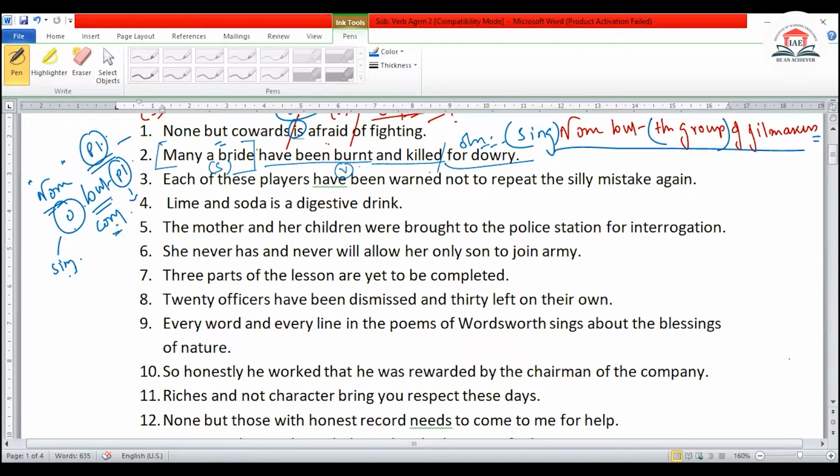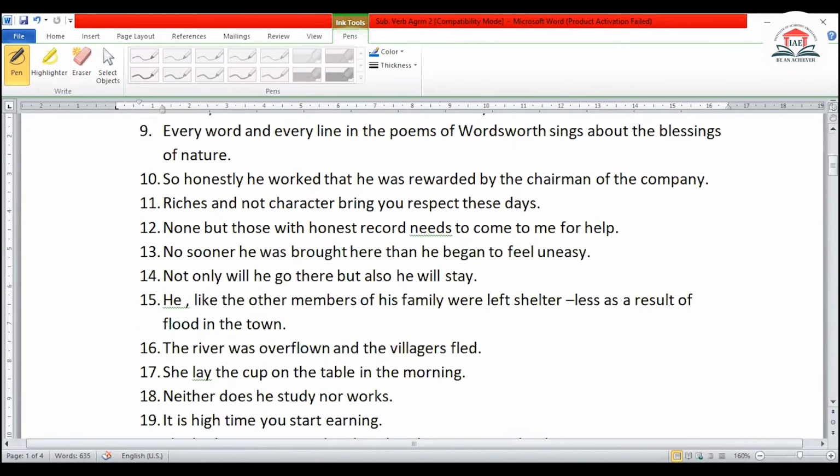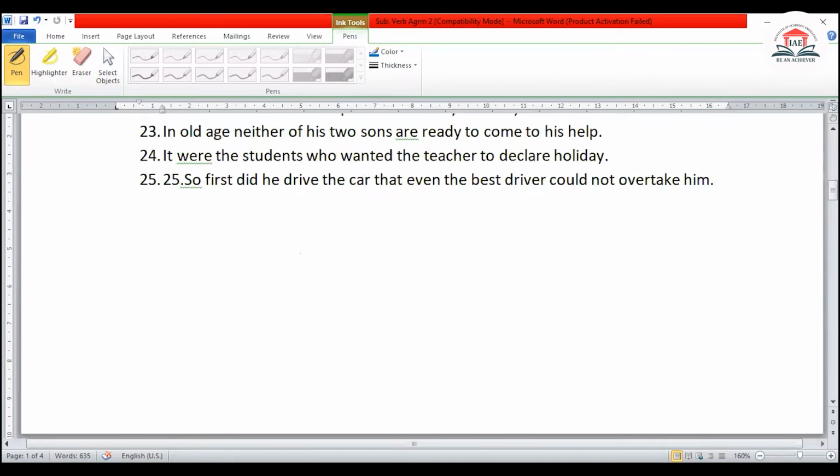Let us see. In English there is a very critical use of this phrase. One is many a, another is many. Very confusing in nature. And taking advantage of this critical usage of the word or phrase, examiners set their questions. They try to eliminate the candidate from the competition.